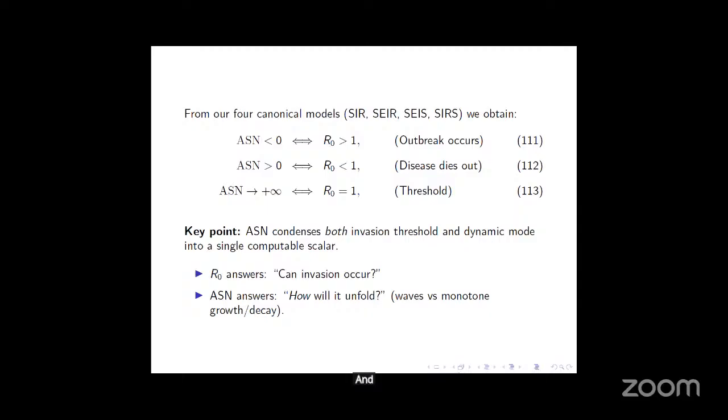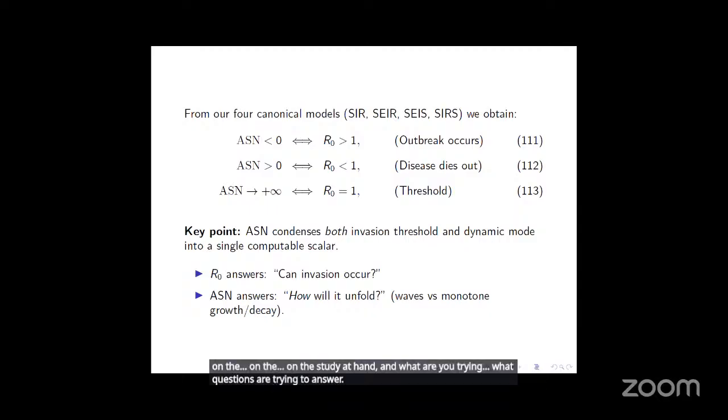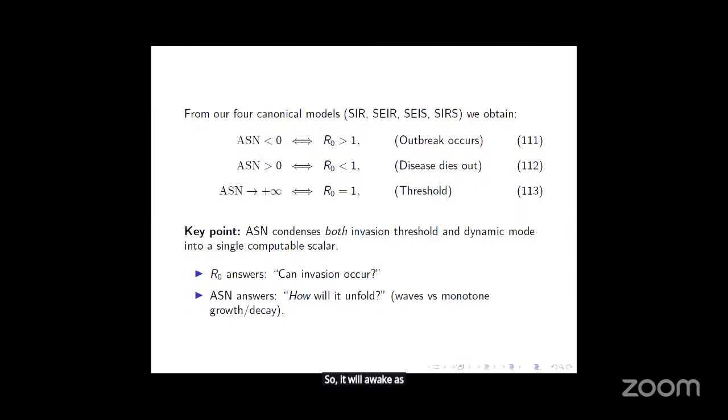And it will definitely depend on the study at hand and what questions I'm trying to answer. So it will work as a governing parameter like R0, depending on the parameters as well, whether if we change this, what will happen, and of course it will have a lot of applications in epidemiology as well, because it will answer more questions than just getting, okay, there's going to be an endemic, pandemic, or there won't be a pandemic.